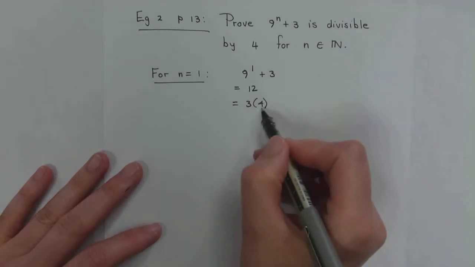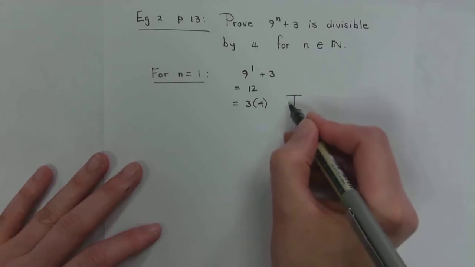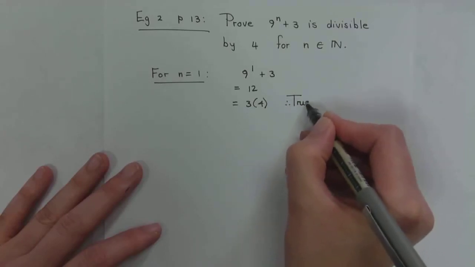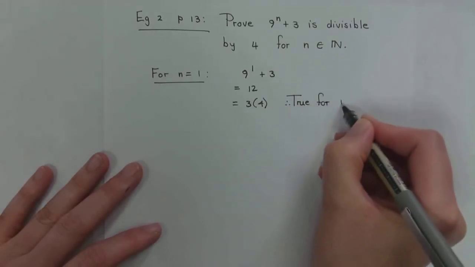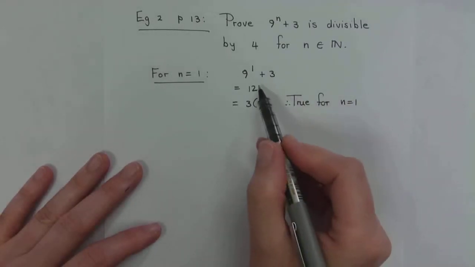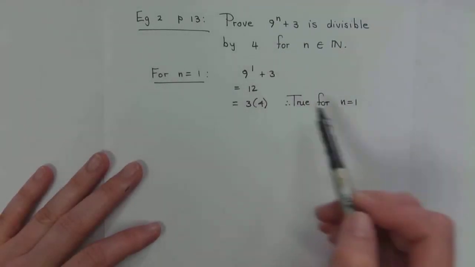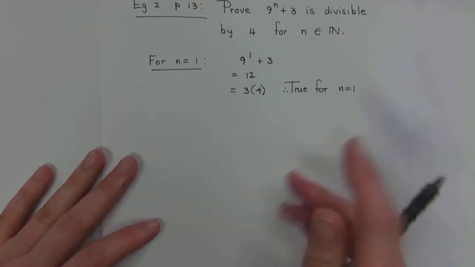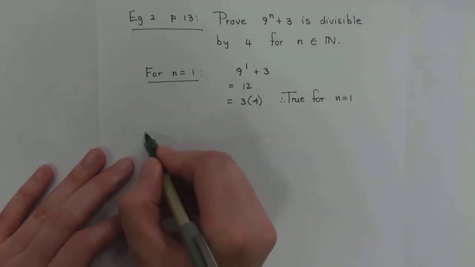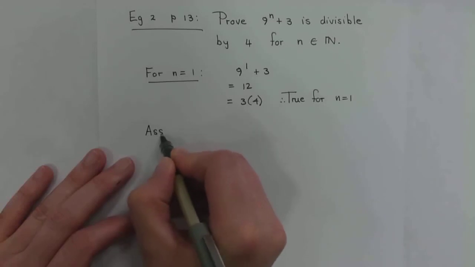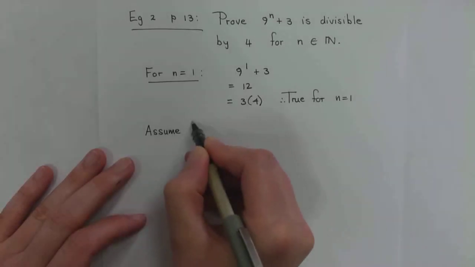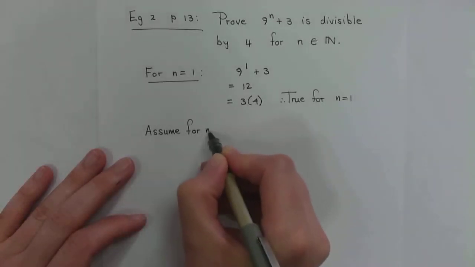So the moment you split it up like that, you can then just go and say, therefore, true for n equal to 1. So by writing that in factor format, showing 4 as the factor, it's divisible by 4, so it's true for n equal to 1. Now, assume for n equal to k.